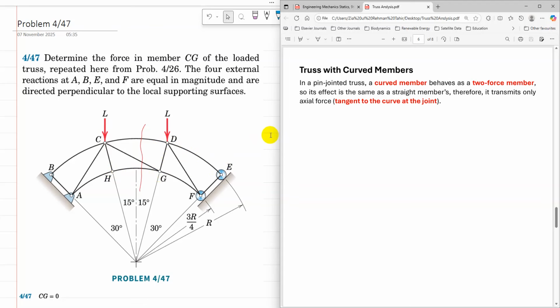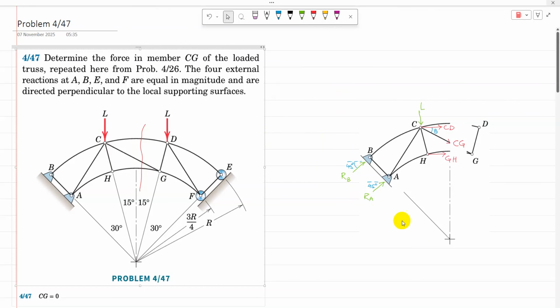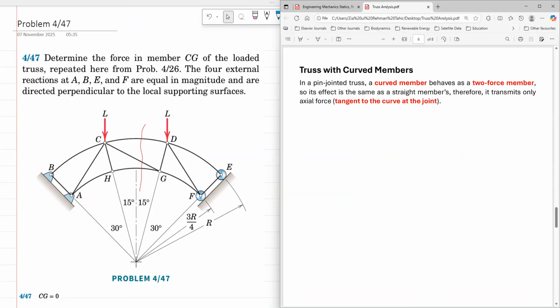Here is the left section. On the left section, CD and GH, although they are curved, are treated as straight members, and CG is the other member. So CD and GH are now horizontal. Then we need to analyze this section.